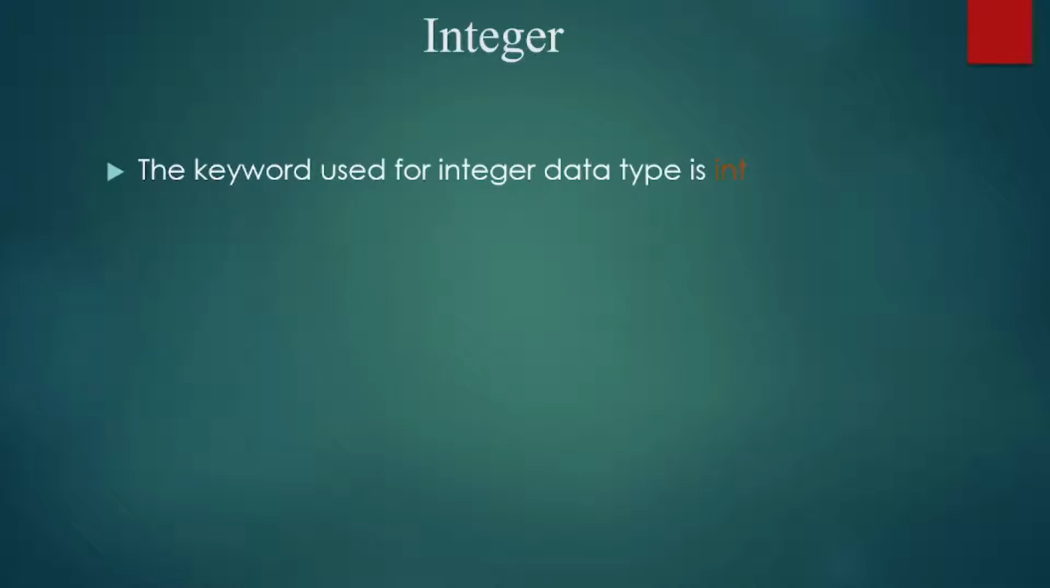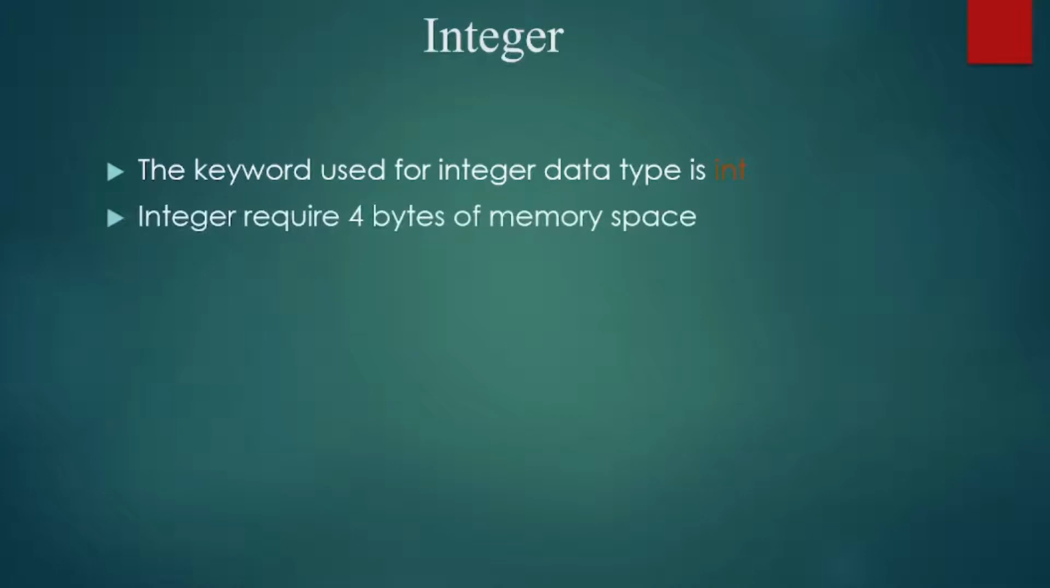But to tell the computer that this value is an integer, you have to write the keyword int, which I have highlighted here in red color. After that, an integer requires 4 bytes of memory space. As I have mentioned before, different data types require different memory space. Here an integer requires 4 bytes. It does not contain any decimal value.